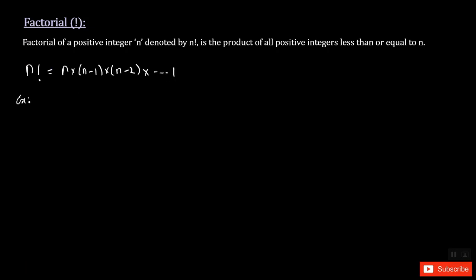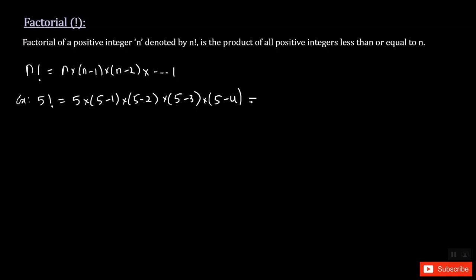Example, 5 factorial, we can write it as 5 times 5 minus 1 times 5 minus 2 times 5 minus 3 times 5 minus 4. Don't do 5 minus 5, because then the last digit becomes 0, and 0 multiplied by any number is going to be 0. So we have to stop it here.